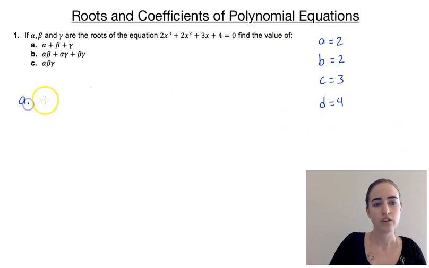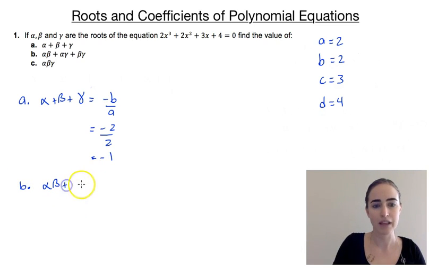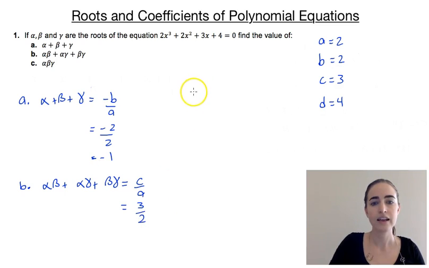Now we know that alpha plus beta plus gamma has to be equal to minus b over a. So then we've got our numbers over here, so we would have minus 2 over 2, which would just give us minus 1. All right, for part B, we've got alpha beta plus alpha gamma plus beta gamma equals, so that's going to be c over a. And looking at our numbers, we're going to have 3 over 2. And our last one for C, alpha beta gamma would be equal to minus d over a, which would give us minus 4 over 2, which would just be equal to minus 2.